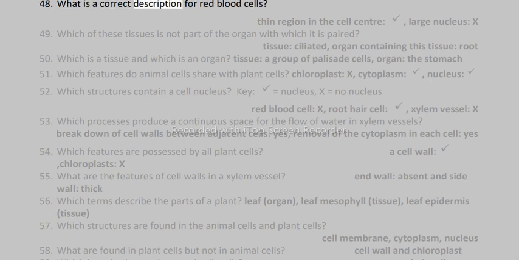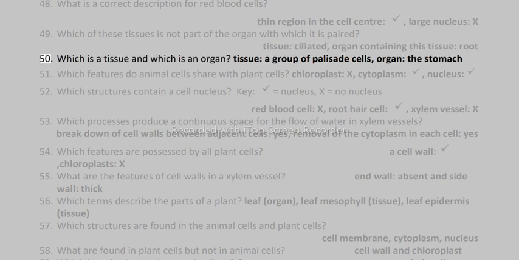48. What is a correct description for red blood cells? Thin region in the cell center, large nucleus, X. 49. Which of these tissues is not part of the organ with which it is paired? Tissue, ciliate; organ containing this tissue, root. 50. Which is a tissue and which is an organ? Tissue, a group of palisade cells; organ, the stomach.